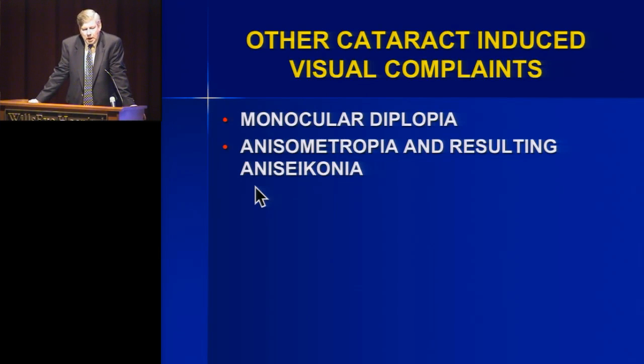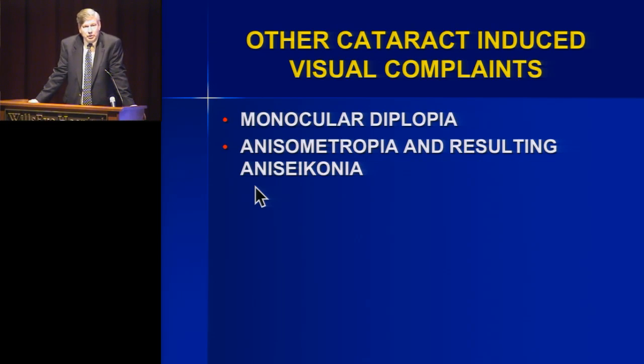Now, what other things can cataracts cause? Well, we already talked about monocular diplopia, but the other thing that can occur in patients who have especially nuclear sclerotic cataracts is they can develop progressive myopia. And if this is asymmetric, you can end up in a situation where you now have a big difference between one eye and the other eye, and that we call anisometropia.